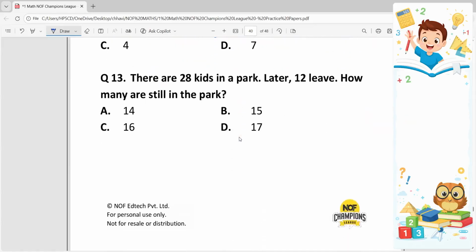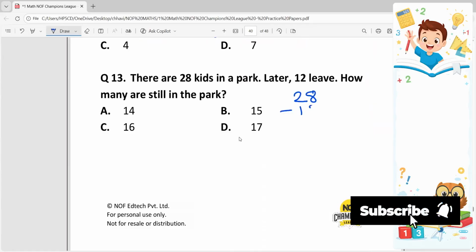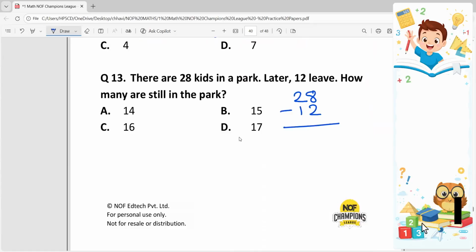13th question. There are 28 kids in a park. Later, 12 leave. How many are still in the park? So there are 28 kids in the park and 12 left. So we have to count how many are remaining. So we'll subtract. 8 minus 2, 6. 2 minus 1, 1. So 16 kids are still in the park. So option C is the correct answer.